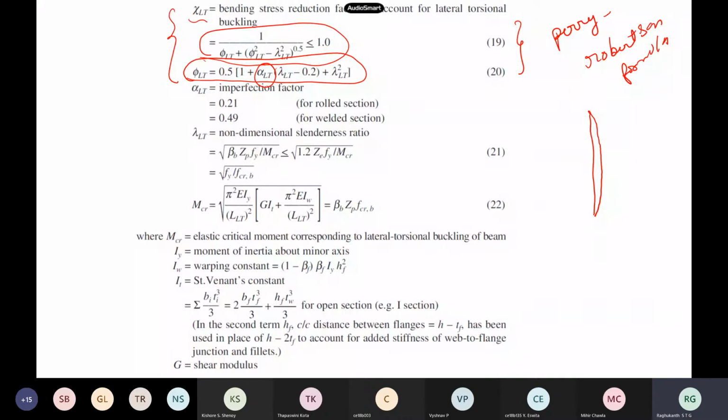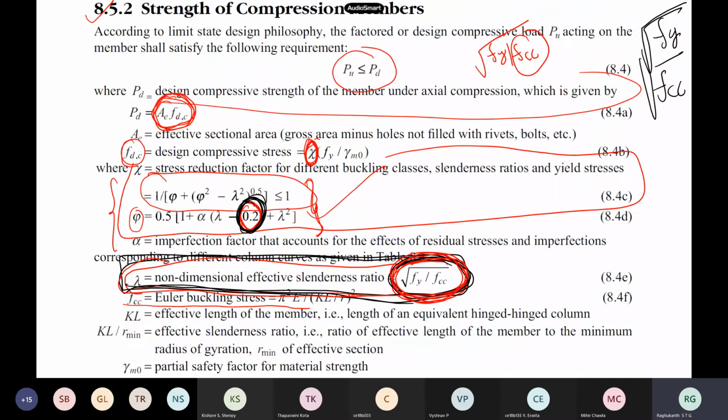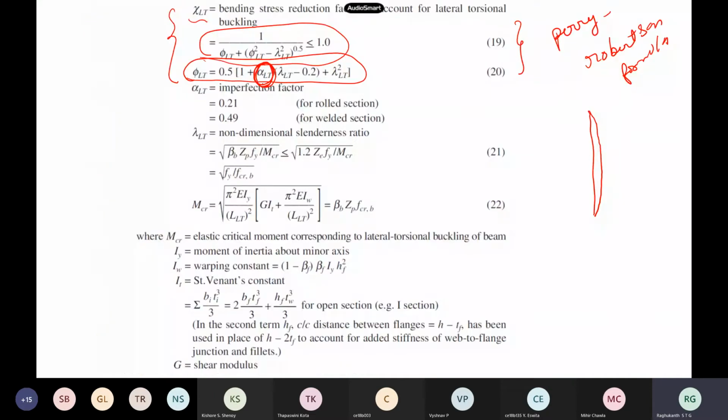In the compression member we had this alpha, similar to column. This alpha was the imperfection factor, if you remember. So for beams also we use the imperfection factor. But in columns, how many imperfection factors, or how many column curves, have they given in our IS code? Four. Now coming to the beams, our code has taken only 2. So 2 buckling curves are there for bending.